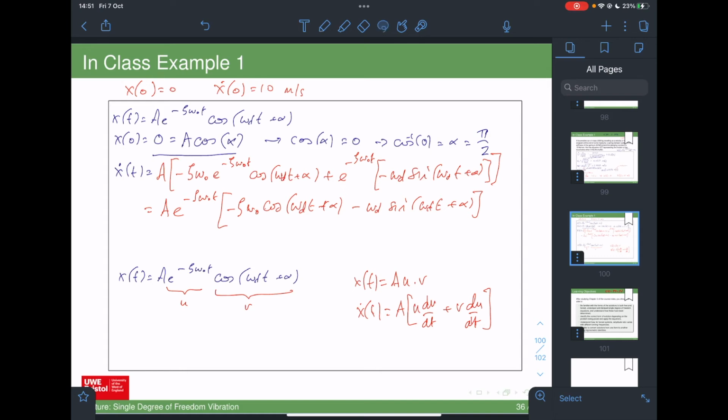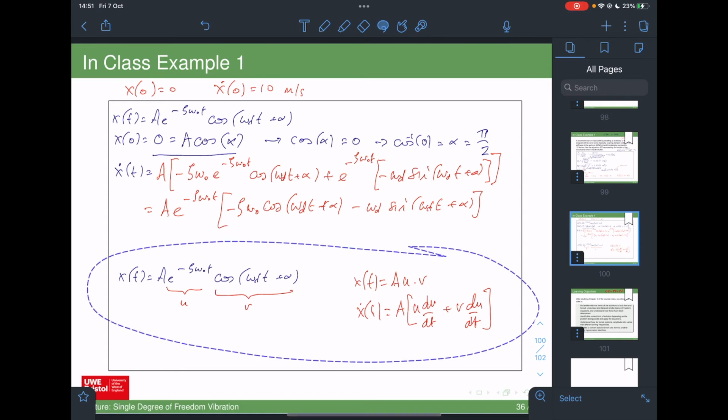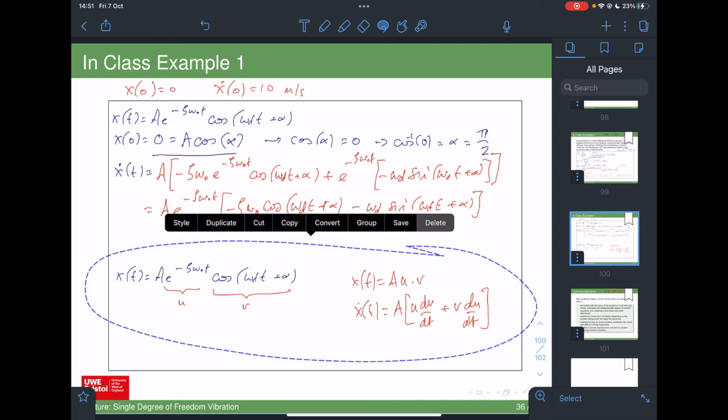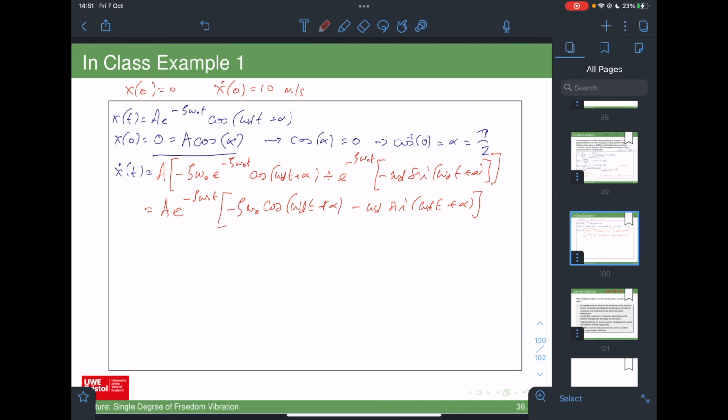Let's get rid of all this stuff down here. So x dot 0 is going to be A, e to the 0 is 1. I've got minus zeta omega naught cosine of alpha minus omega d sine. And this we know equals 2. Yeah.